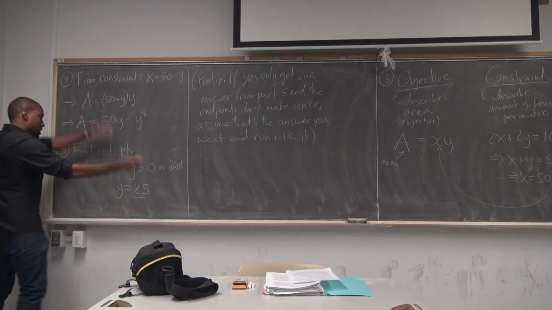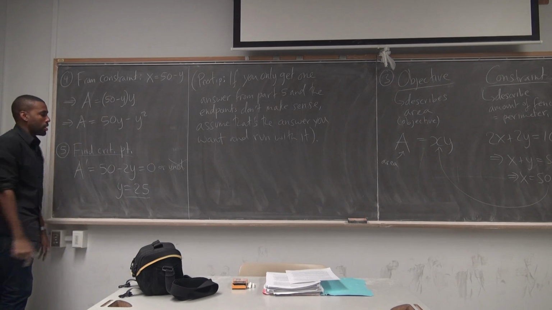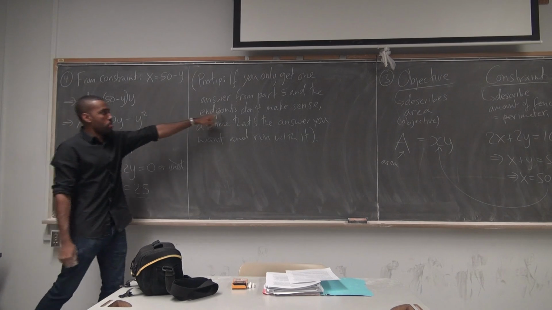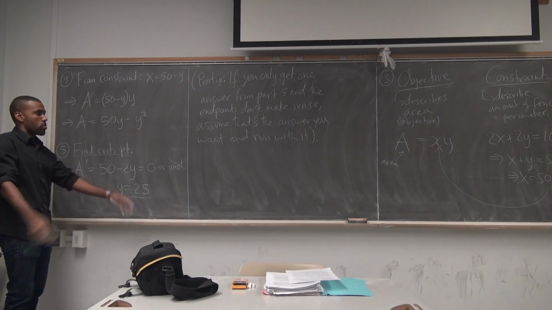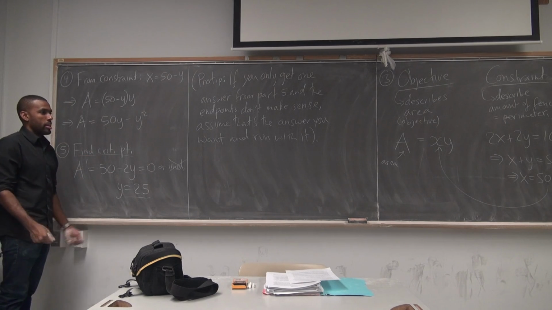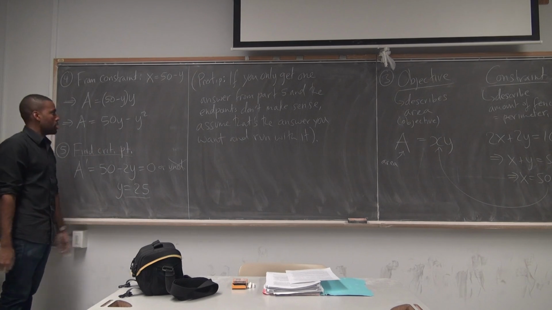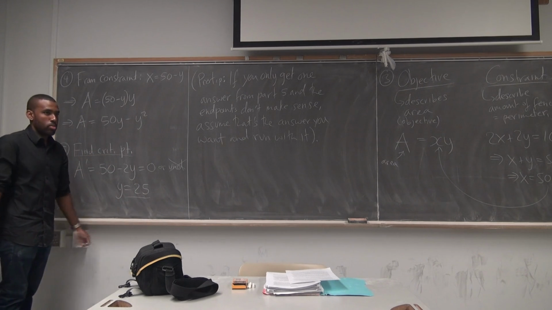That's the primitive. Notice when I did this, I only got one answer. Odds are that's going to be the answer I want, right? Because the endpoints don't make sense. When you think of the endpoint for a problem like this, how much fencing could I possibly allocate to y on the extreme? Well, I could decide to allocate no fencing to y. But y equals 0 doesn't make sense. I wouldn't have a rectangle.